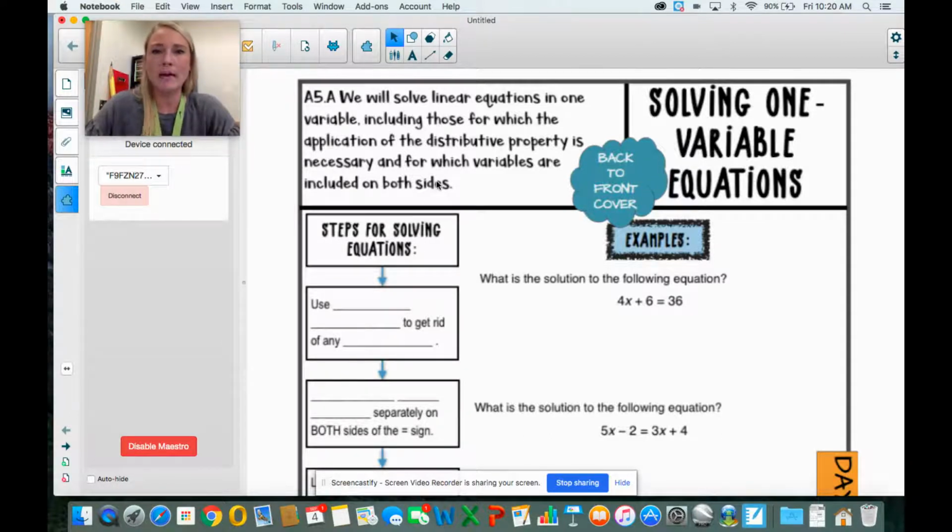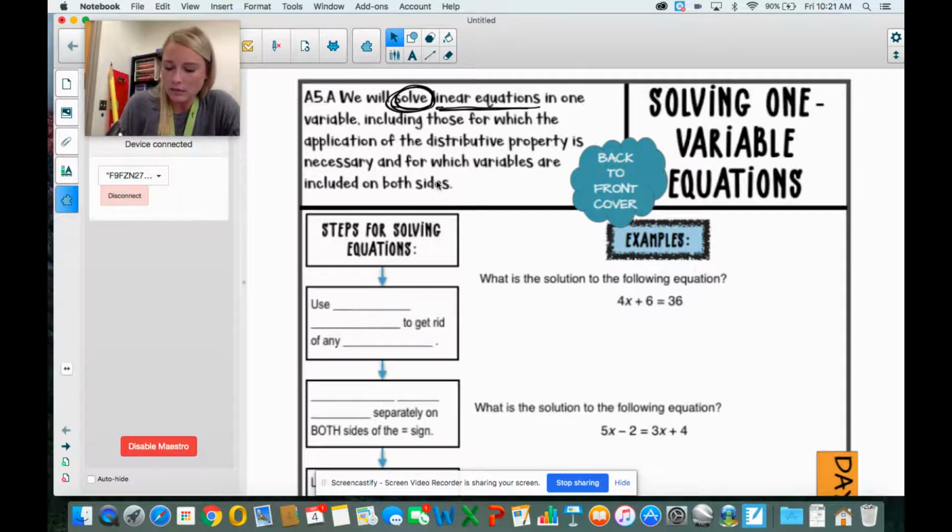Okay, so again, we want to ask, what are they wanting us to do? Well, they want us to solve. That's our verb. And what do they want us to solve? Well, linear equations. So when I think of linear, that should make you think of what shape? Hopefully a line, all right? So if we put these into a graphing calculator, they would give us a straight line. But that's a side note.